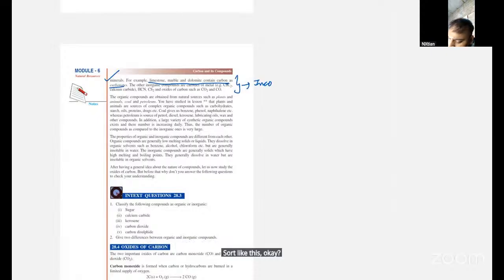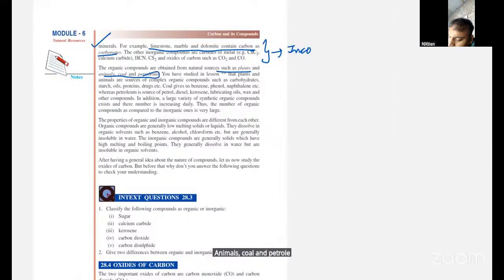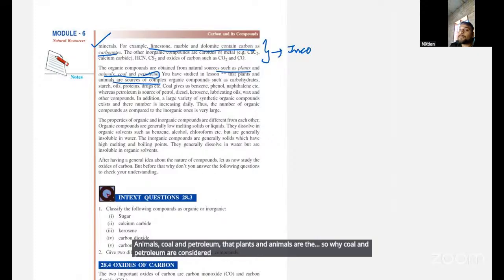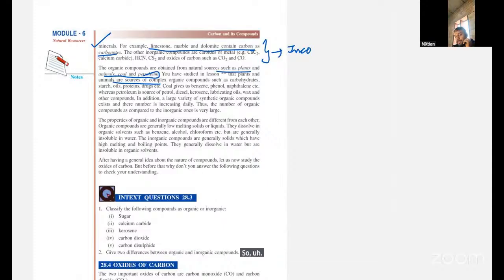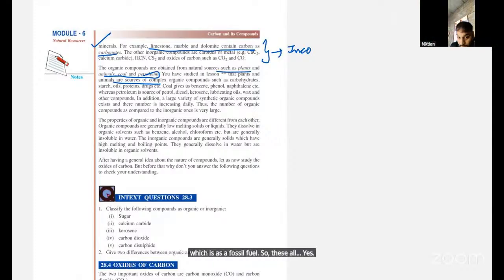Organic compounds are obtained from natural resources such as plants, animals, coal, and petroleum. Why are coal and petroleum considered organic compounds? Because when plants or animals die, sand covers them and they go down into the earth. Their bones, cell walls or body structure slowly convert into coal, which is a fossil fuel. So these fossil fuels are organic compounds. Yes, fossil fuels are organic compounds, most of the fossil fuels.